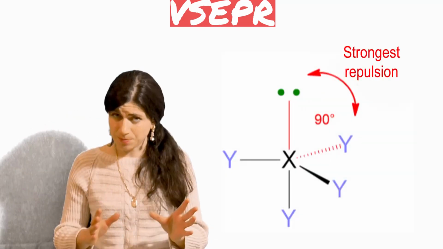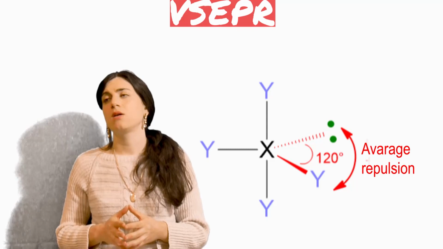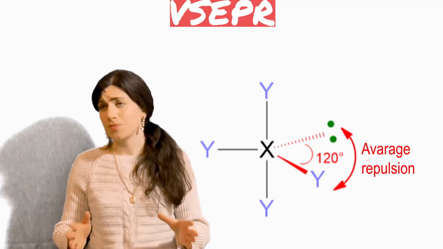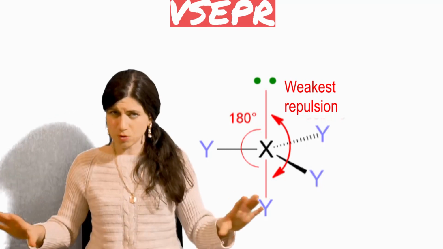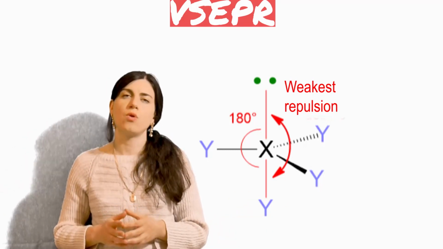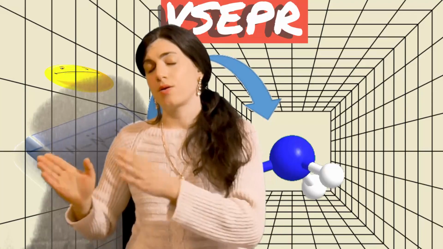We can make the same consideration for repulsion between a bond pair and a lone pair. The maximum repulsion will be at 90 degrees, less repulsion will be at 120, and the least repulsion will be at 180 degrees. The same considerations apply to bond pair repulsions.